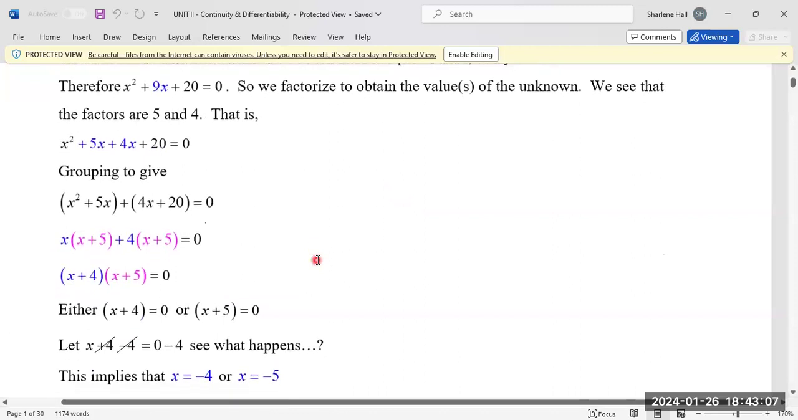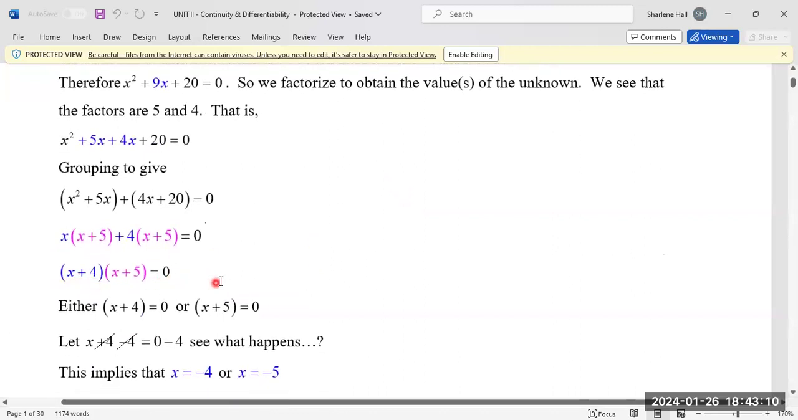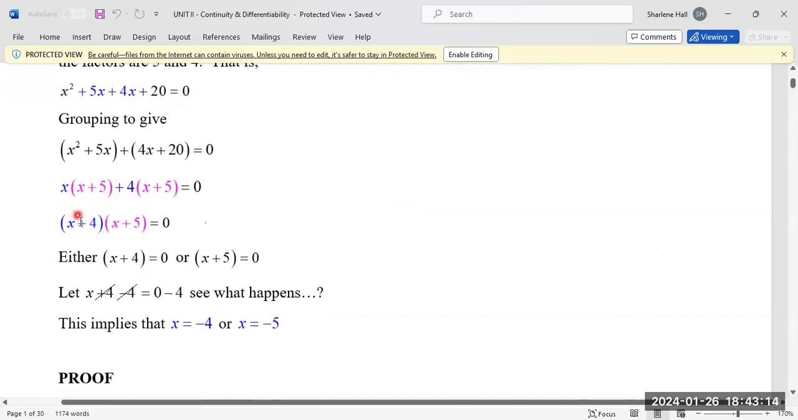All right? And then now, because you're setting it equal to 0, the question is not finished here. We know how to find out what happens when x plus 4 equals 0 and what also happens when x plus 5 is equal to 0. When x plus 4 is equal to 0, the value of x that makes this true will be negative 4. So this value goes to negative 4, and this value goes to negative 5.